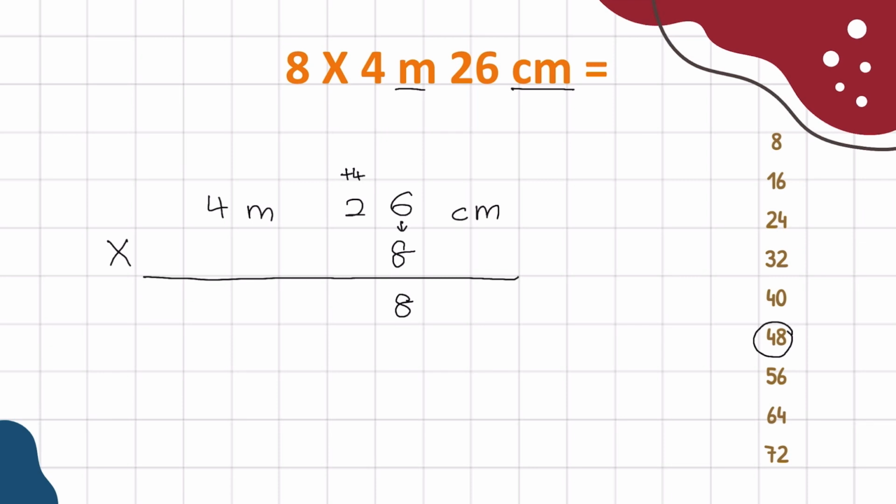Next one, we need to times 2 with 8. 2 times 8 is equals to 16 plus the top number, which is 4. 16 plus 4 is equals to 20. So we just write down 20. And then 4 meter, we times with 8. 4 times 8 is equals to 32. So we write down 32.